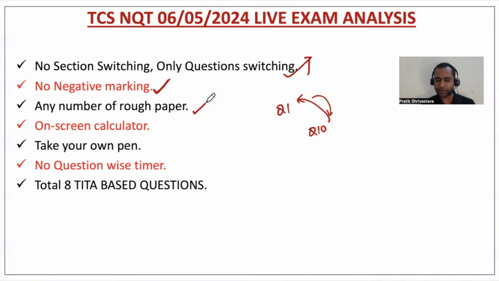You can get any number of rough papers. The exam was happening offline. That means you have to go to the TCS ION center to write your examination. Clear? Okay, you will be getting an on-screen calculator. So even for a few of the things I will be using a mobile calculator. The reason is very clear, because they have the on-screen calculator and you are not supposed to solve by using pen and paper. It will be a wastage of time. Please take your own pen, and there is no question wise timer.